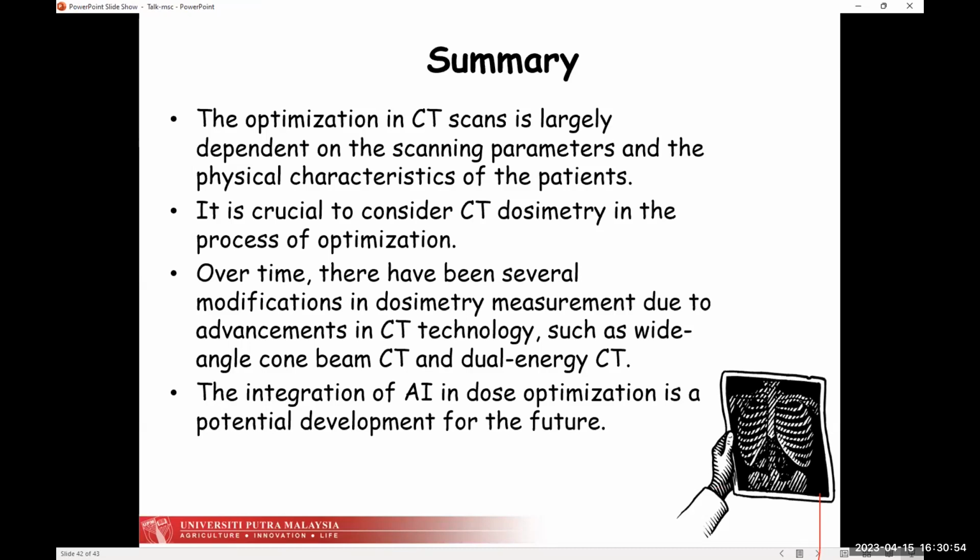Over time, there have been several modifications in the dosimetry measurement, especially with wide-angle cone beam CT and also dual energy CT. I'm sure that these two technologies will have a significant impact on the measurement of CT dosimetry. And nowadays, with the applications of AI, I believe that the integration of AI in dose optimization is important. It's part of dose improvement for the future, especially in CT scan.